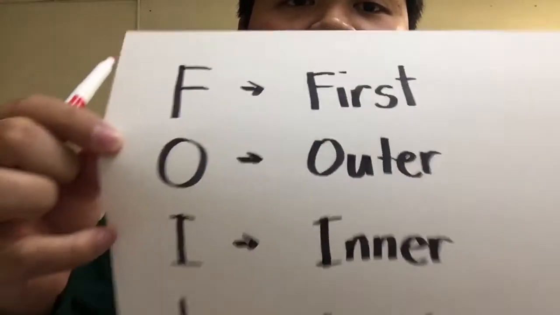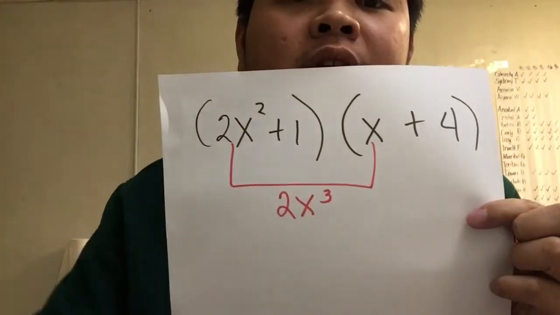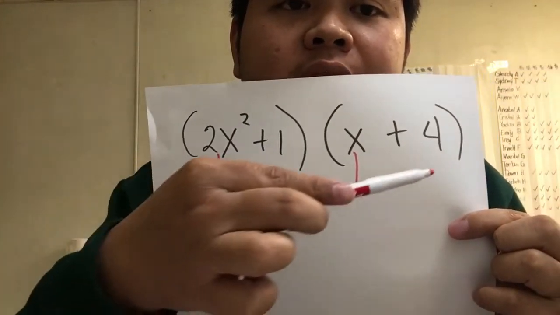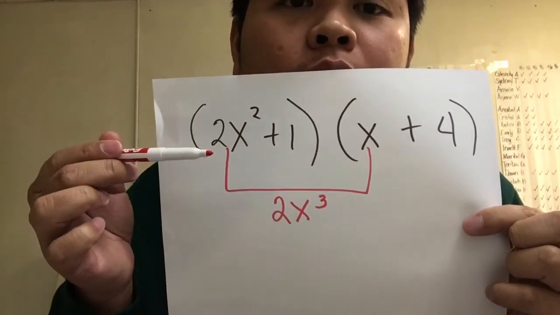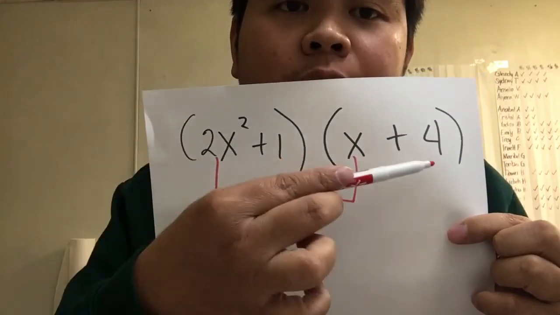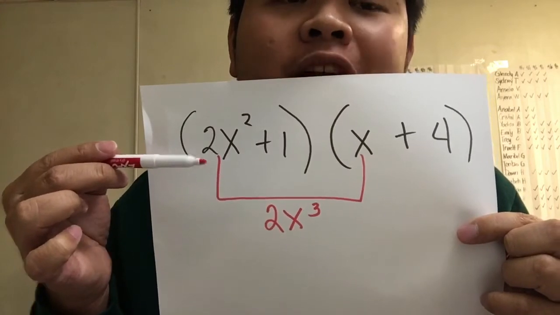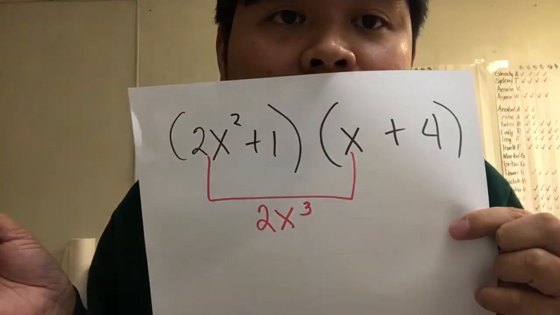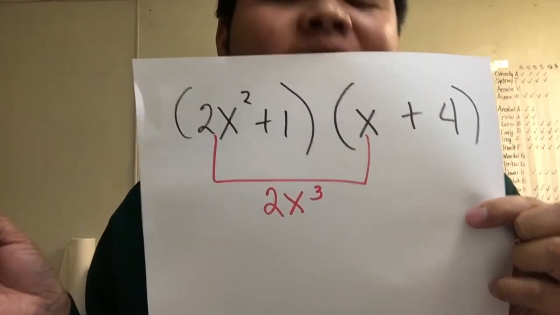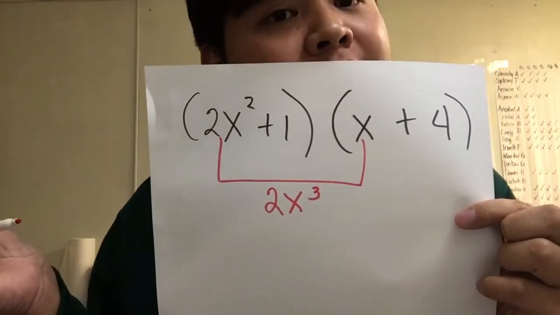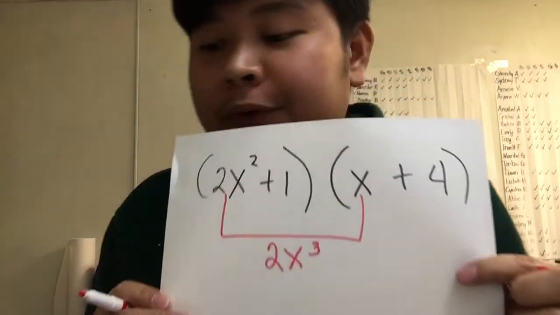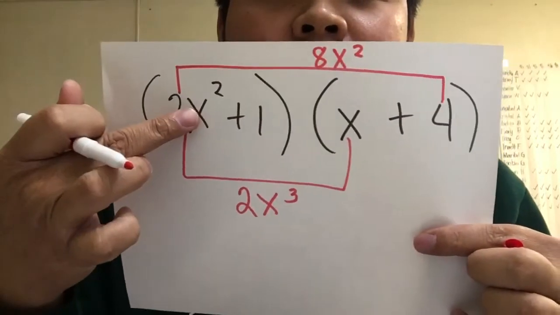Next on the FOIL is the outer. This is outer and this is outer. So 2x squared times 4. 2 times 4 is 8, and then just put x squared. Let me put an arrow on that one, on top this time. 8x squared. You get that one? Outer.